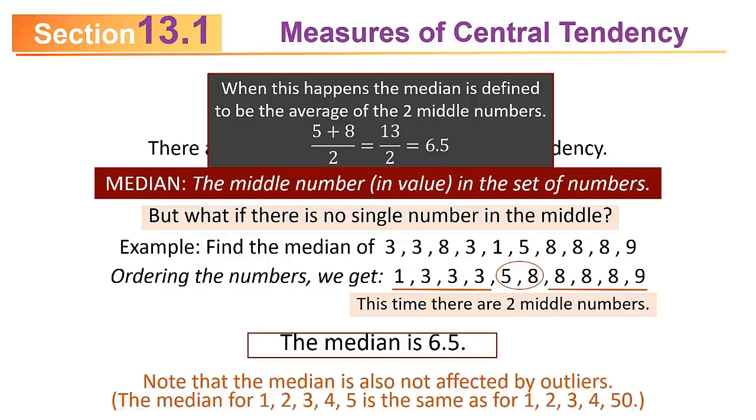Note that the median is also not affected by outliers. A really big value or a really small value doesn't affect the median at all. For example, the median for the list of numbers 1, 2, 3, 4, 5 is exactly the same as the median for the list of numbers 1, 2, 3, 4, 50. That big outlier, that 50, does not change the median at all.